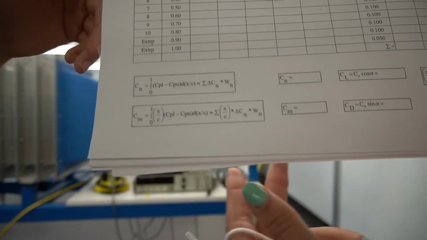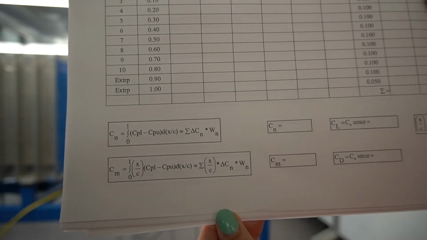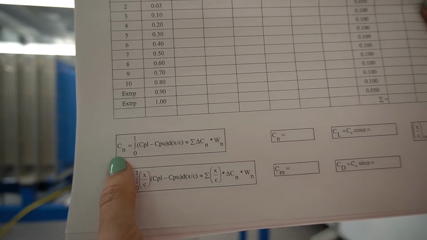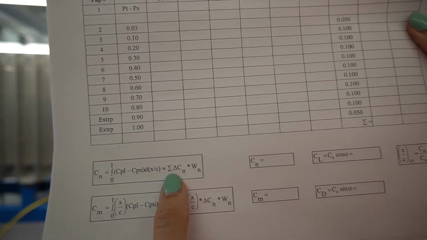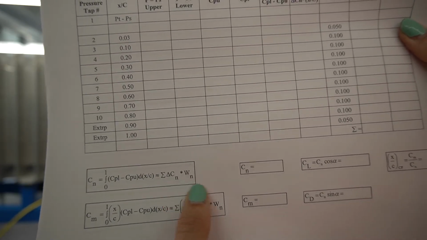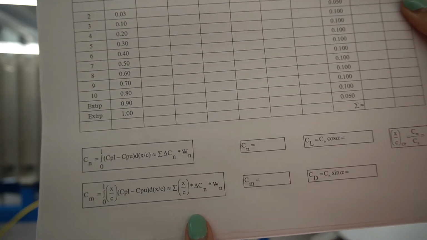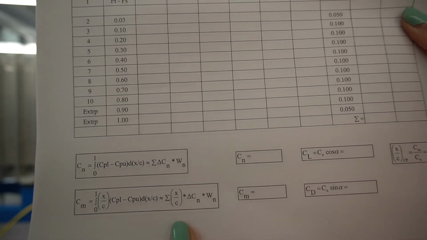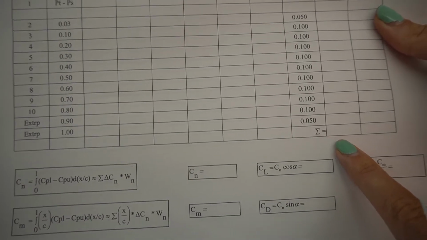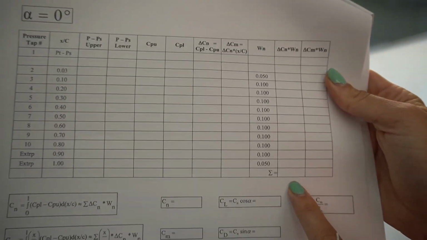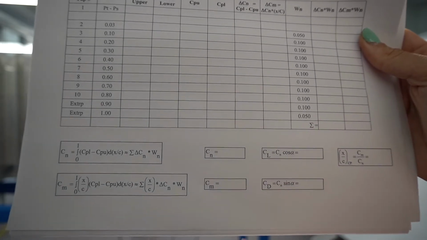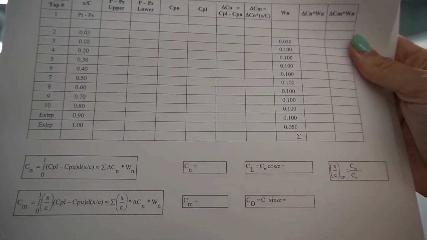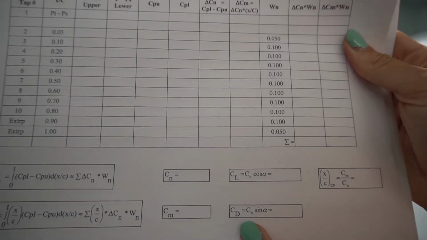Now if we look closer at the bottom here, we actually have the derivation of our normal coefficient, which comes out again as the summation of each normal coefficient times the weighting function, and the same for the moment coefficient. So you take your values from the normal coefficient and moment coefficient and get one value for each of them. From this, we can work out our coefficient of lift and coefficient of drag.